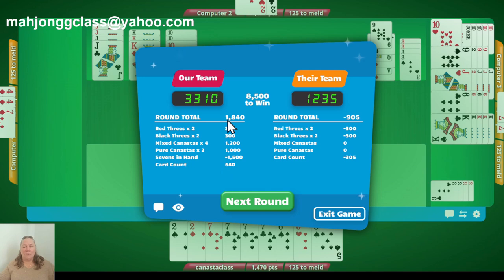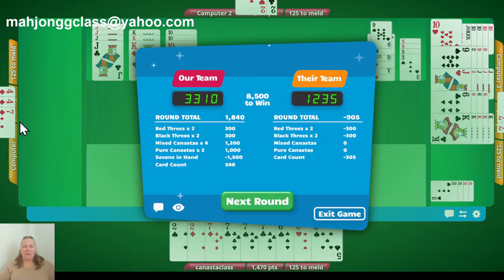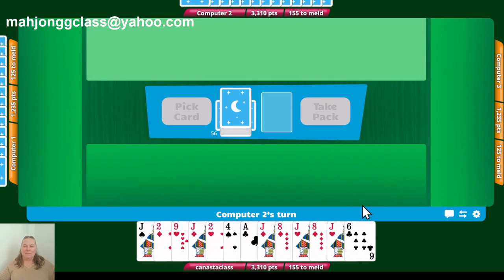We still made it though. We got 1,840. They never got a canasta, so all their 3s are negative, plus all the cards on the table and the cards in their hand. So they're at 905 negative. That was actually a good idea to pick that pack because we got 1,840. On to the next game. So it's okay sometimes to take the penalty.